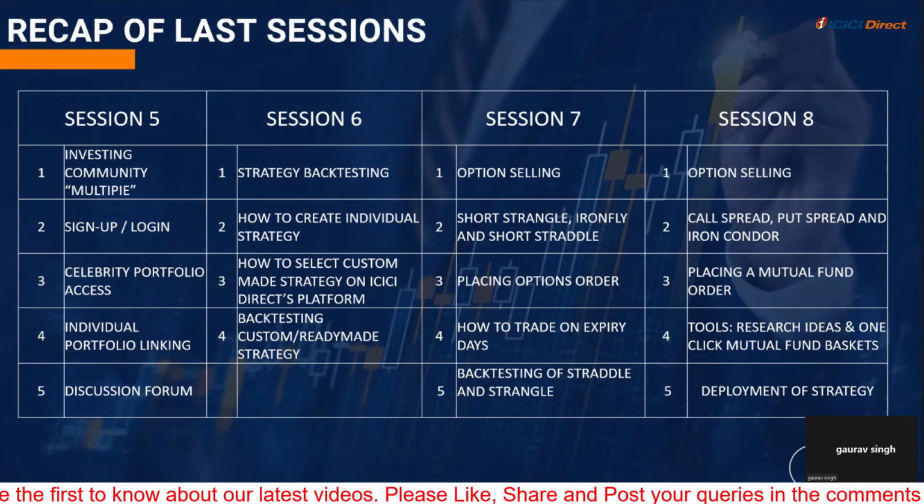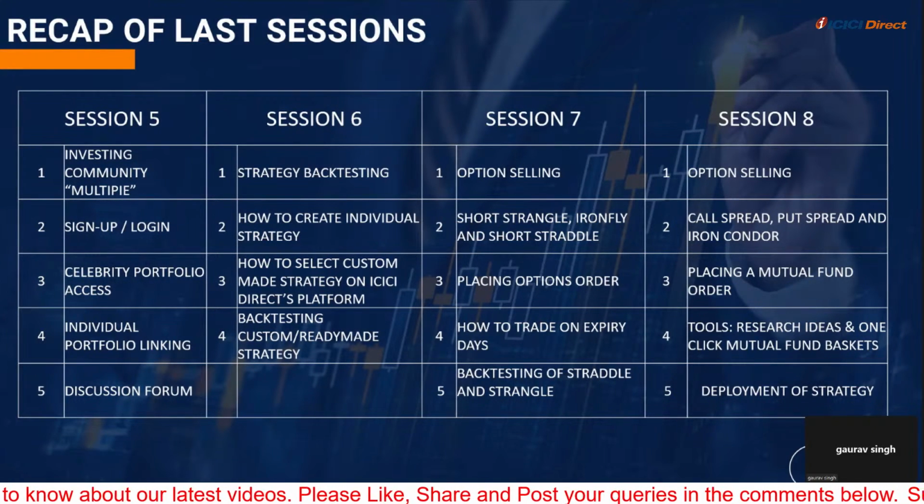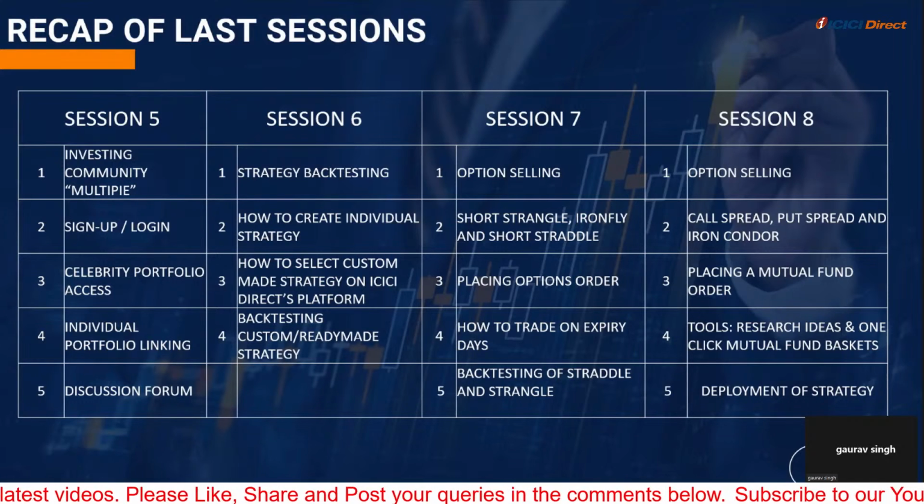We spoke about certain strategies. We spoke about short strangle, iron fly, that is short butterfly, and short straddle. How do you place them, how do you trade, which strategy you should trade on expiry day, and back testing of those respective strategies.